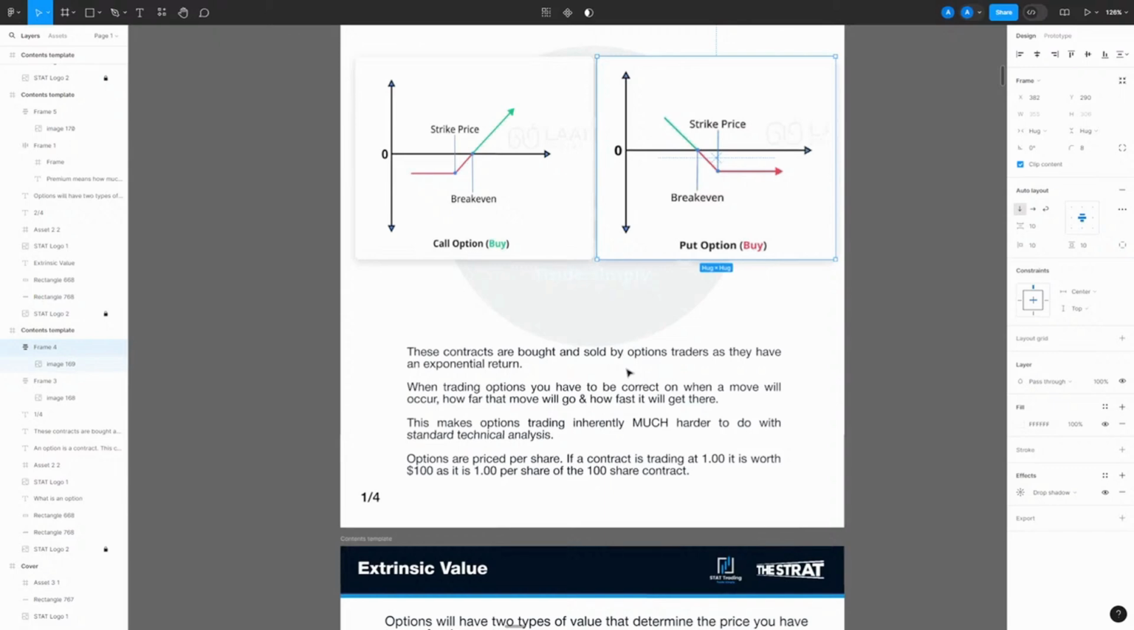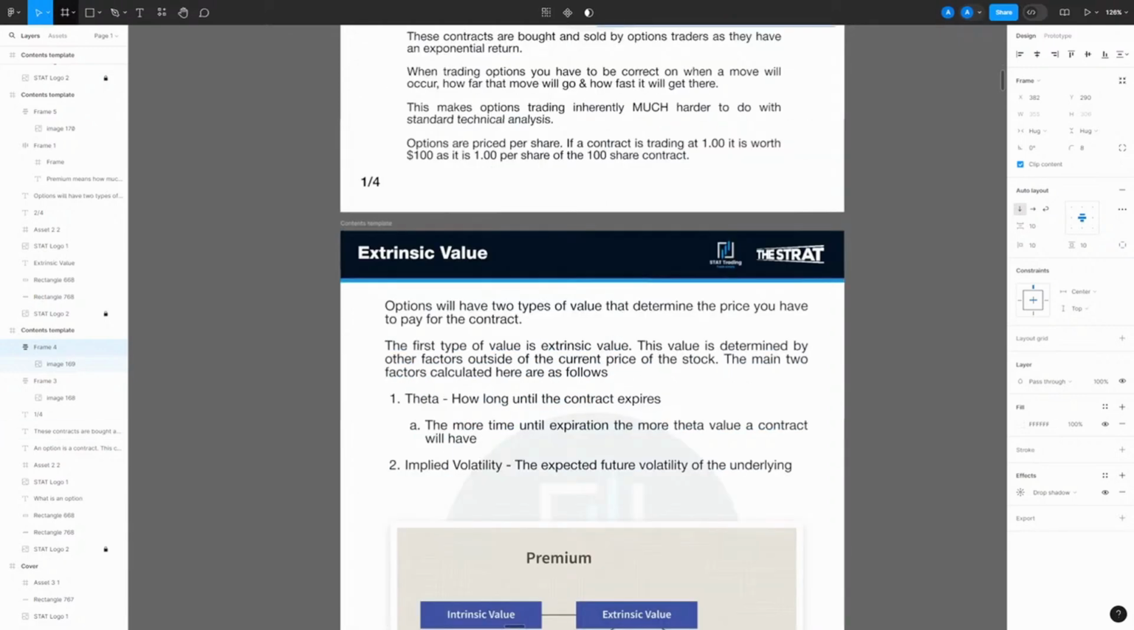And options are priced per share. So if a contract's trading at $1, it's worth $100 because it's $1 per share of the 100 share contract. So next, there's two types of values that an option will have that determine the price you have to pay. And the price you pay is also called the premium, because when you're buying these things, they're always trading at a premium. Because if you buy an option that's $1 in the money and it expires 2 weeks from now, you're going to pay more than $1 per share, even though it's only worth $1 per share. You're always paying more than the option's worth.